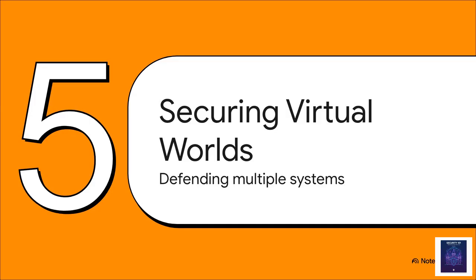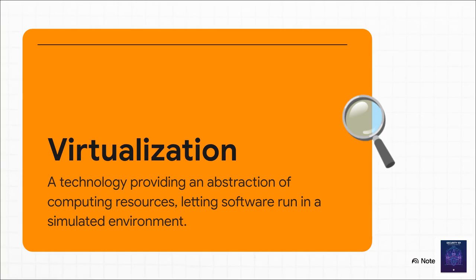Now, let's shift gears and tackle a much more modern challenge: virtualization. You can think of this as trying to defend multiple, completely separate fortresses that are all built on the exact same piece of land. So, what is virtualization? At its core, it's a technology that lets one single physical computer pretend to be many separate computers. Each of these is called a virtual machine, or VM, and each VM gets its own simulated hardware and runs its own copy of an operating system. And the whole show is managed by a special piece of software called a hypervisor.